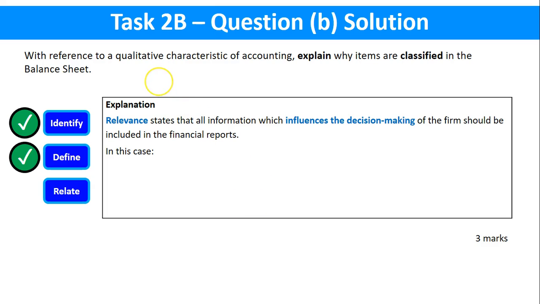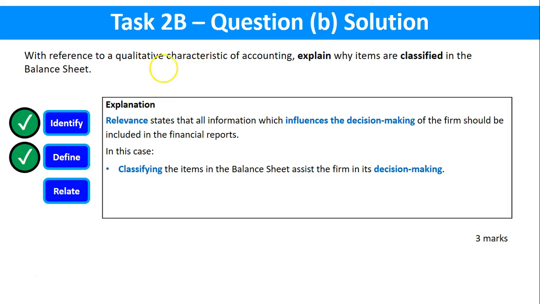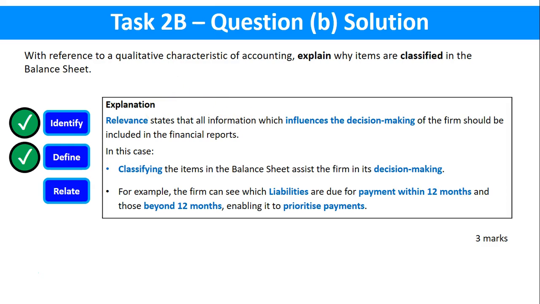Well, the classified information, current and non-current, is very useful for decision making. You can see what's due and when, have we got enough to cover it, and so on. For example, the firm can see which liabilities are due for payment within the next 12 months and those beyond 12 months, enabling it to prioritize payments. So there's many good examples or things we could talk about for the relate part, which a classified balance sheet would help us make decisions.